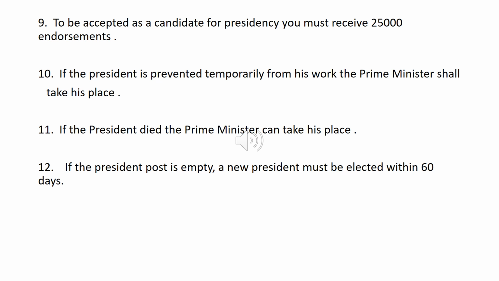The answer is true. If the president cannot perform his work only for a limited period of time, or it's not permanent, then the Prime Minister will take his place. For example, if the president has to travel for a week, then the Prime Minister shall take his place for this week. Or if the president is ill for a limited time, or we are expecting him to get better, then the Prime Minister will take his place till he gets better.